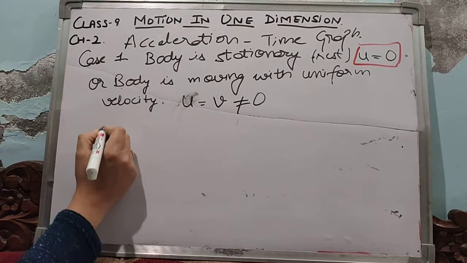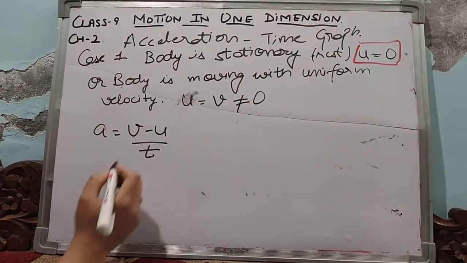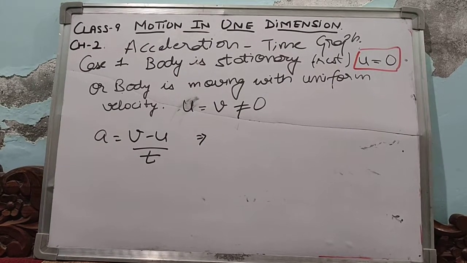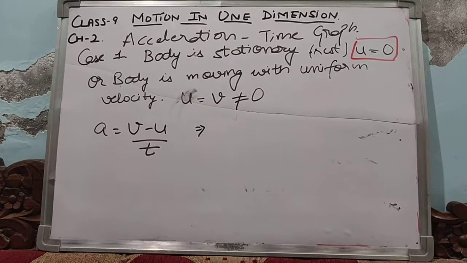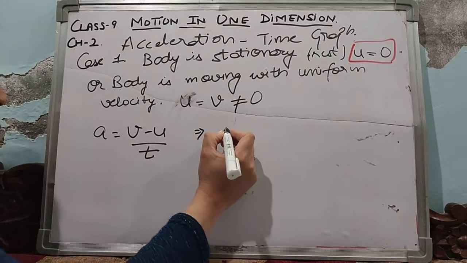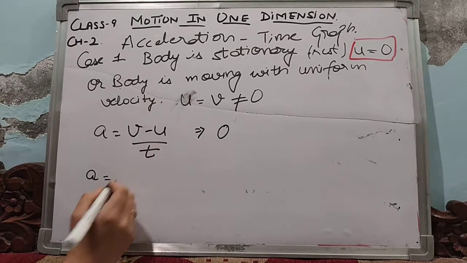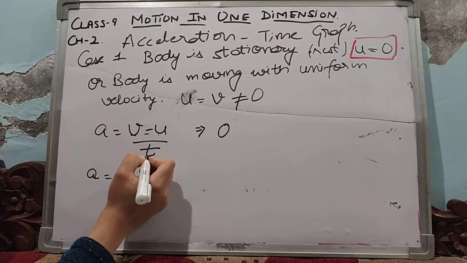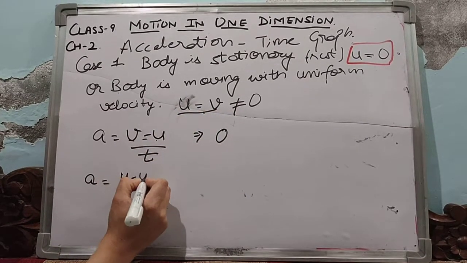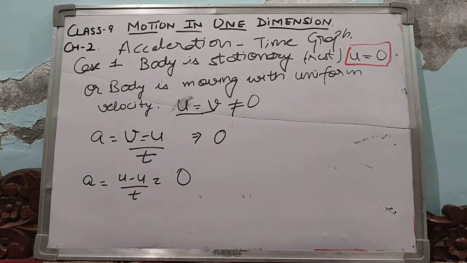Then we know the formula a = (v - u)/t. For the first case, when a body is stationary, your u is 0. So v will also be 0 because the body is not moving. So we can say acceleration in that case is 0. For the second case, if a body is moving with uniform velocity, the formula for acceleration is (v - u)/t. In this case, u is equal to v. So (u - u)/t comes out to be again equal to 0. So acceleration in both cases is equal to 0.